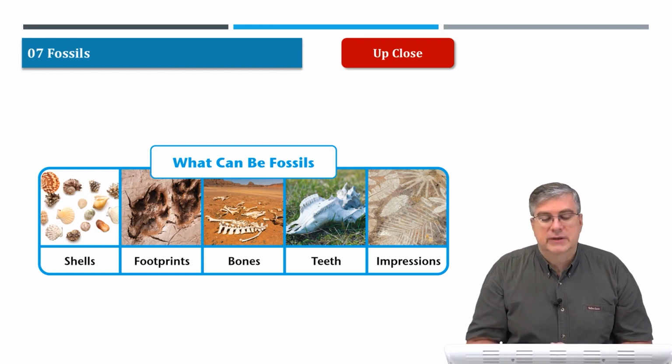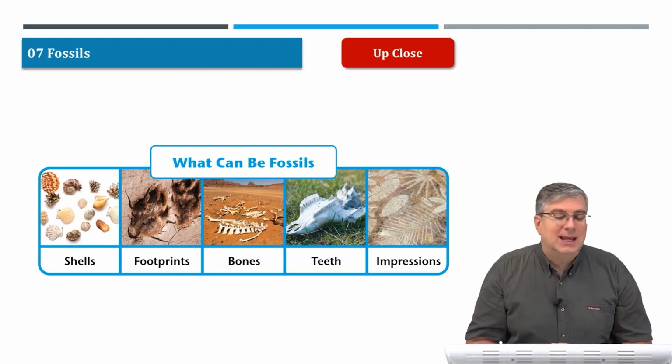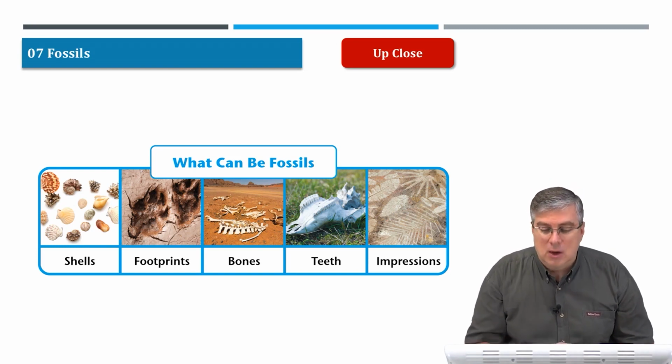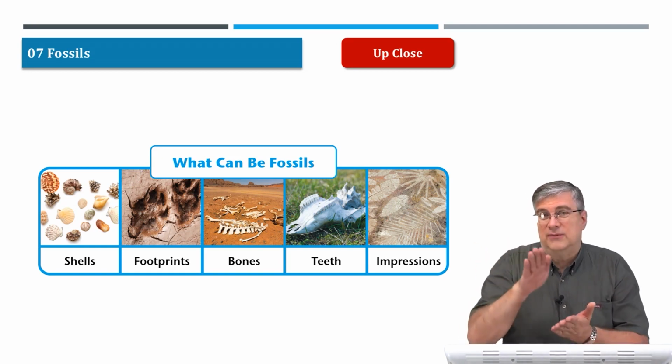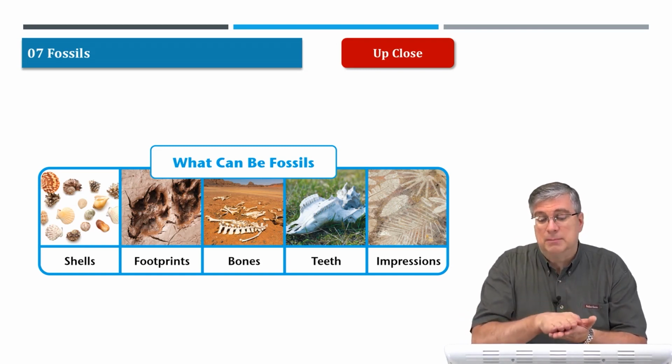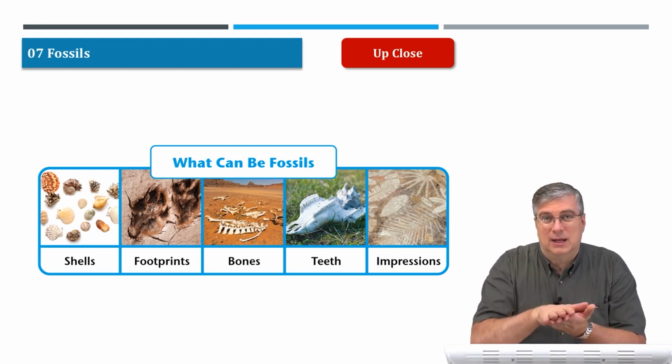Impressions. A handprint or a footprint is a type of impression. But any type of impression, like we see here, what are those fossils? If you look at them, they look like leaves, don't they? They look like leaves from trees and bushes. But these can also make fossils because when the leaf falls down into mud or wet clay, it can make a print just like your hand, right?